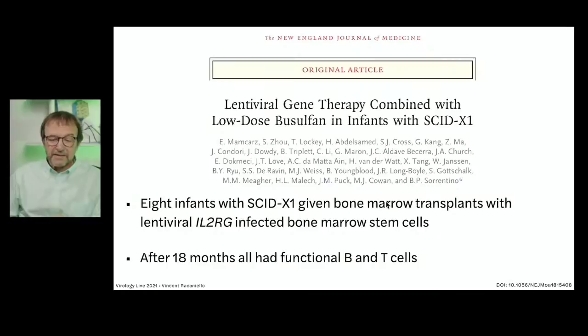Here's one, lentiviral gene therapy combined with low-dose busulfan in infants with SCID. 8 infants were given bone marrow transplants with the gene and a lentivirus vector, and after 18 months, they all had functional B and T cells. So this is a success story. This works. And they didn't get any kind of cancer.